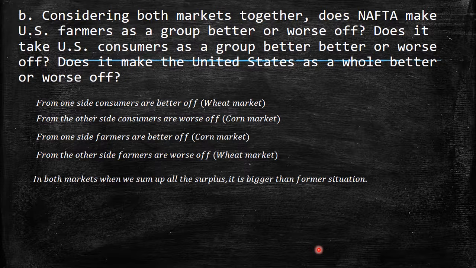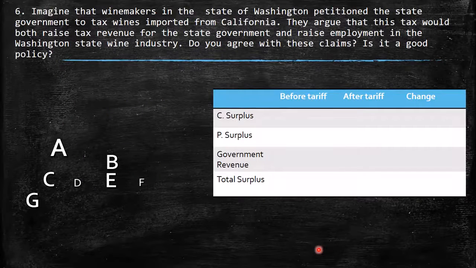But remember, this is a fact: in both markets, even though there are winners and losers, when we sum up all the surplus, all the welfare, okay, the total welfare is bigger than in the former situation. So as a whole, we can conclude that we have a better condition for the US. So, number 6, the last but not least.